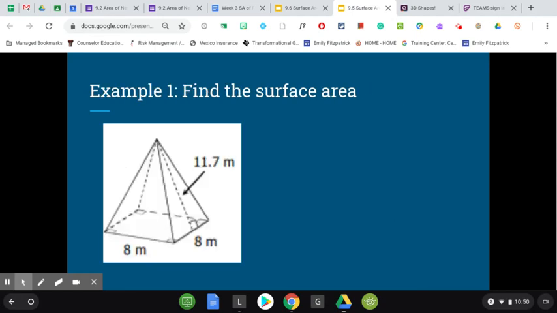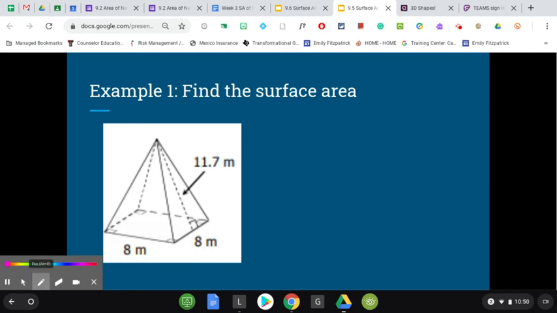Here's the first example. We have a pyramid, more specifically, a square pyramid. We know it's a square because the bottom is shaped like a square. All the sides are 8. So we are going to find the surface area of this pyramid.